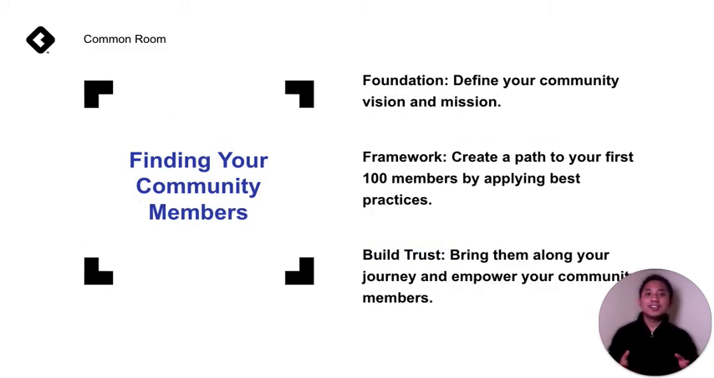So in summary, in finding your community members, there's a couple of things that you can do. One is build the foundation by defining your community vision and mission. It's important that you articulate that clearly as you're reaching out to individuals so that you get their buy-in to join your cause. After that, use a set of frameworks that best apply to your work. So we covered two, a path to 100 and then the community commitment curve.